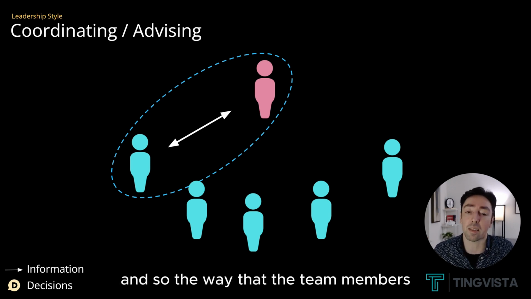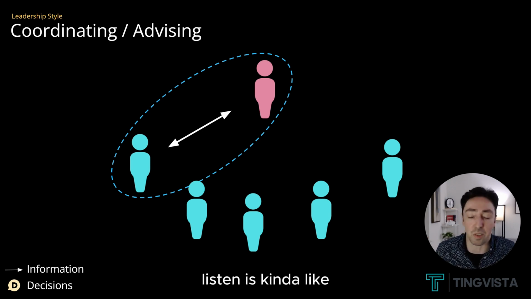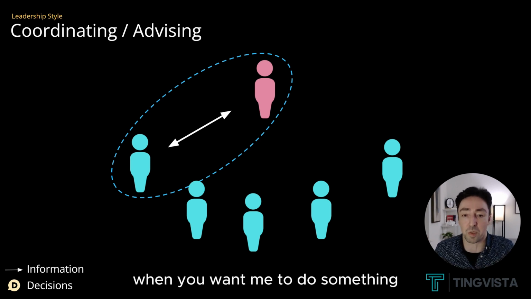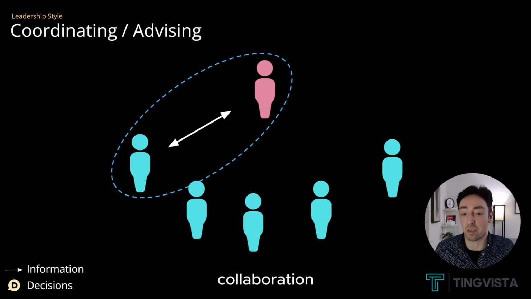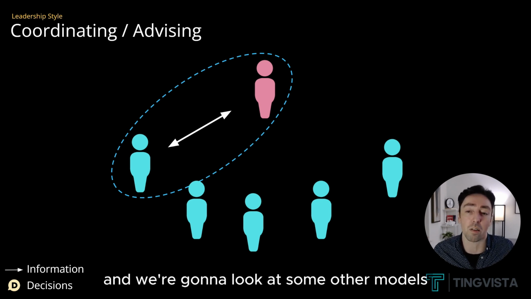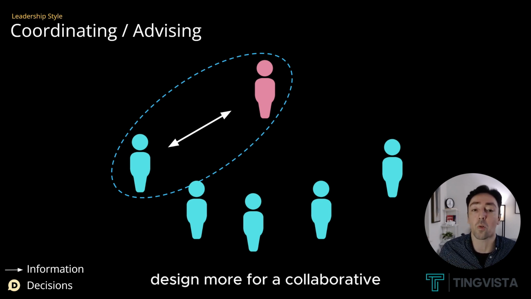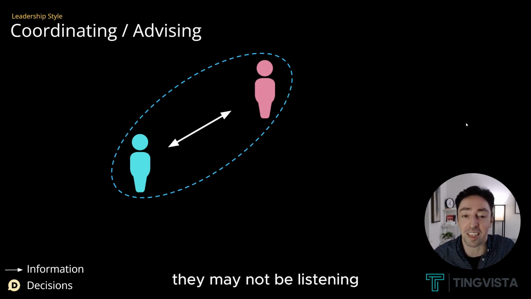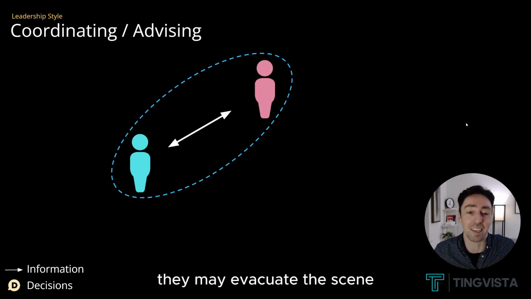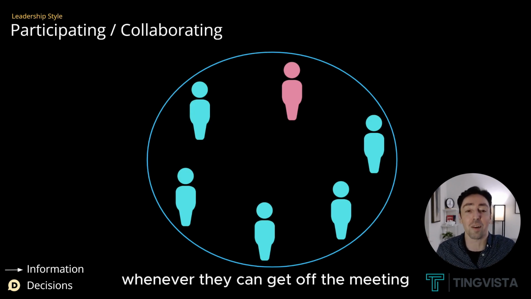And so the way that the team members listen is, just let me know when you want me to do something specific. And you don't get as much collaboration as you might like. We're going to look at some other models that are designed more for a collaborative environment. So your people may not be listening. They may evacuate the scene as quickly as possible whenever they can get off the meeting.